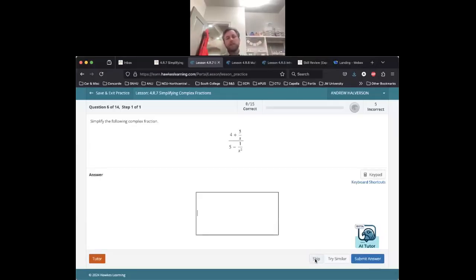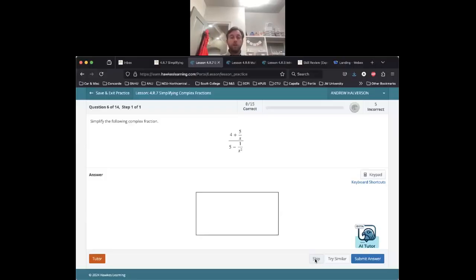Actually, this is a good one. This is a very good one. This is a good sort of ramp up. 4 plus 5 over x, all of that over 5 minus 1 over x squared. Now this one's weird because we have fractions in fractions in fractions. It's kind of like a triple fraction, if you will.